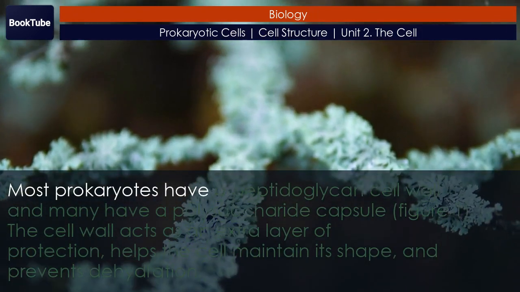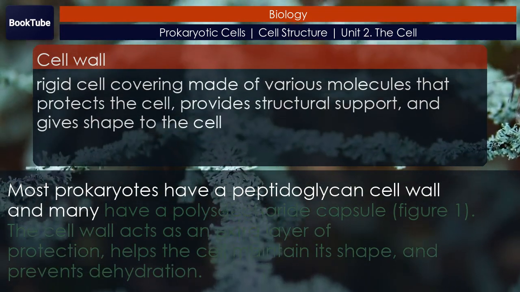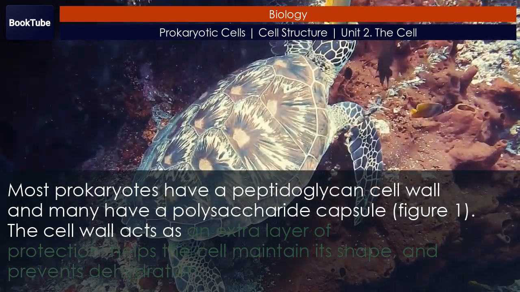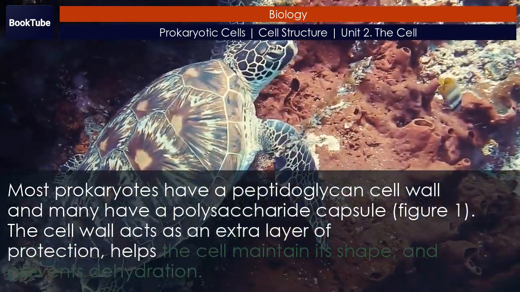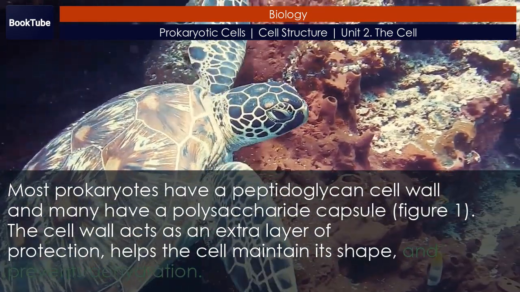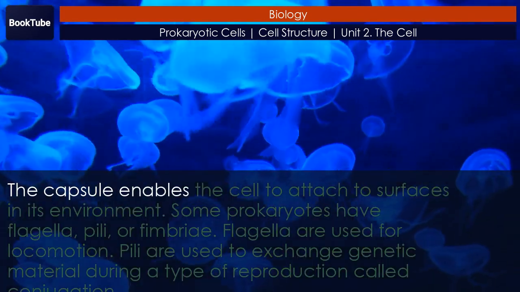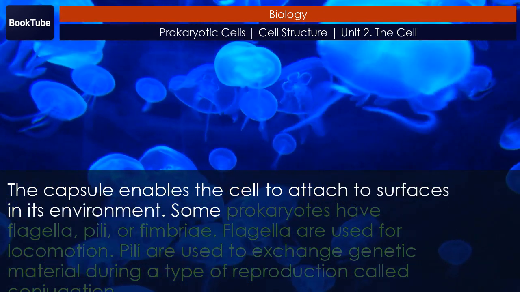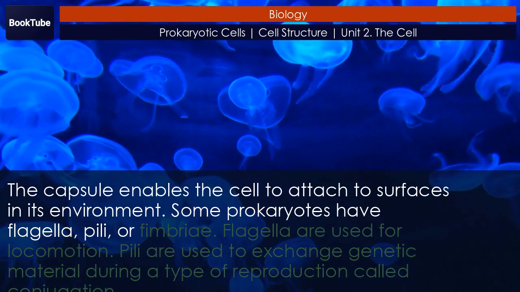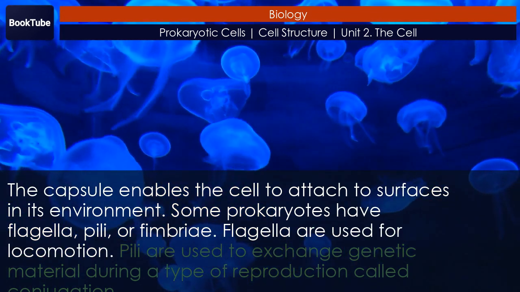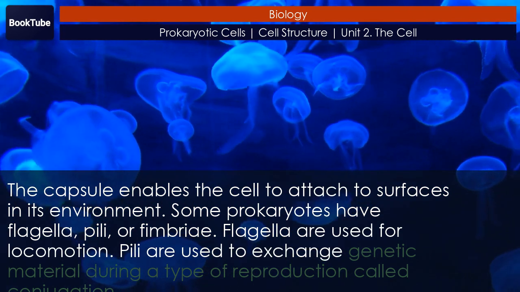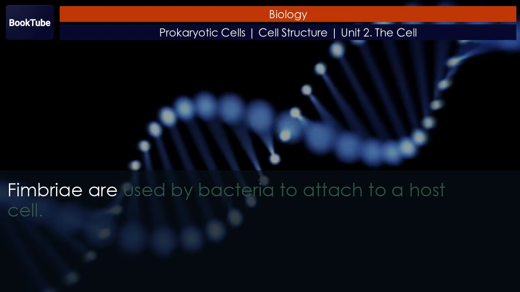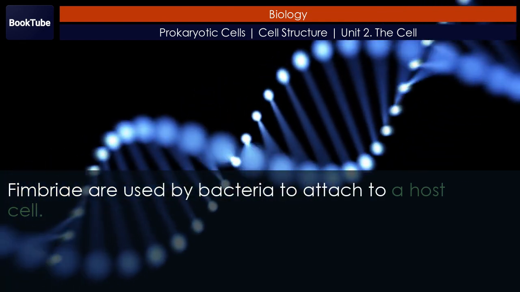Most prokaryotes have a peptidoglycan cell wall and many have a polysaccharide capsule. Figure 1. The cell wall acts as an extra layer of protection, helps the cell maintain its shape, and prevents dehydration. The capsule enables the cell to attach to surfaces in its environment. Some prokaryotes have flagella, pili, or fimbriae. Flagella are used for locomotion. Pili are used to exchange genetic material during a type of reproduction called conjugation. Fimbriae are used by bacteria to attach to a host cell.